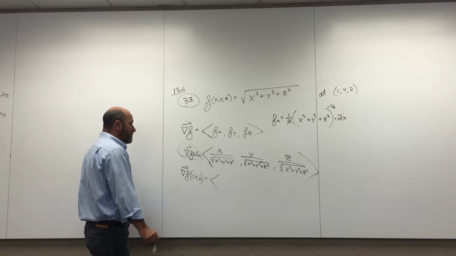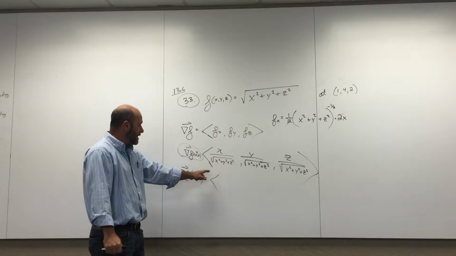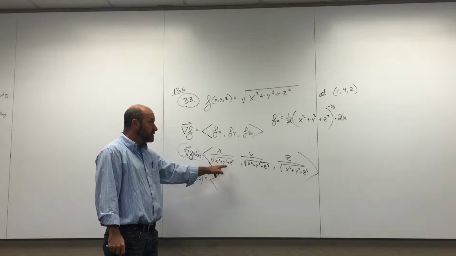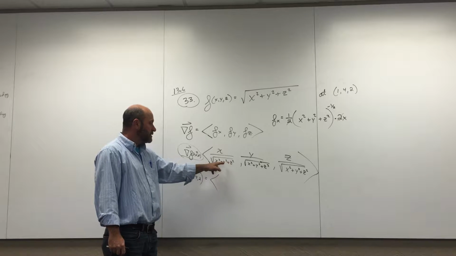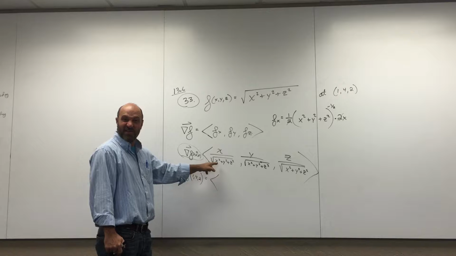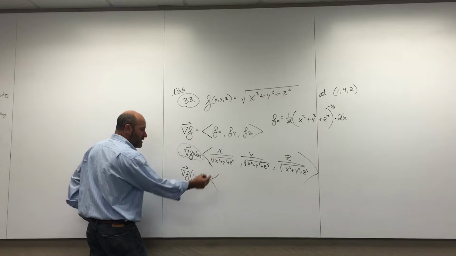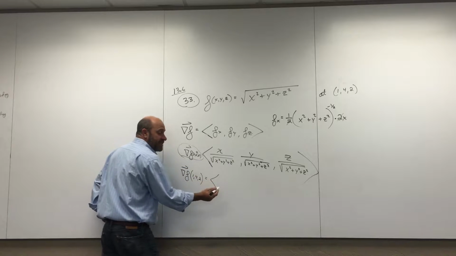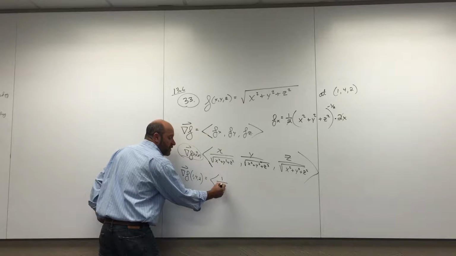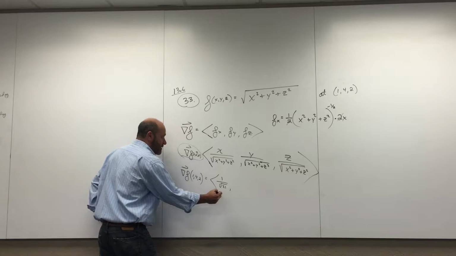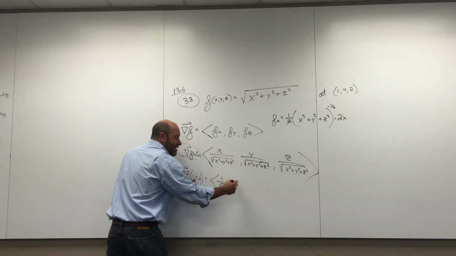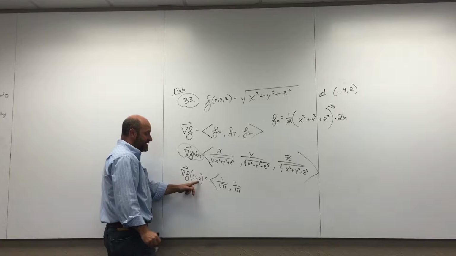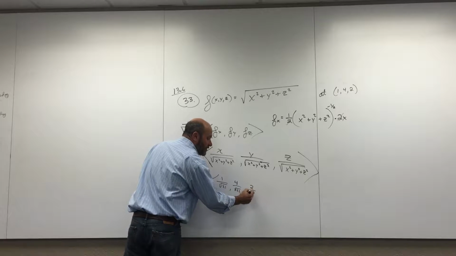Now I'm plugging in the point 1, 4, 2, and I'll get a vector here. I wonder what this denominator is if you plug in 1, 4, 2. Square root of 21? 1 plus 16 plus 4, square root of 21. So I get this vector: 1 over the square root of 21. When you plug in y, you get 4 over the square root of 21. When you plug in z, you get 2 over the square root of 21.